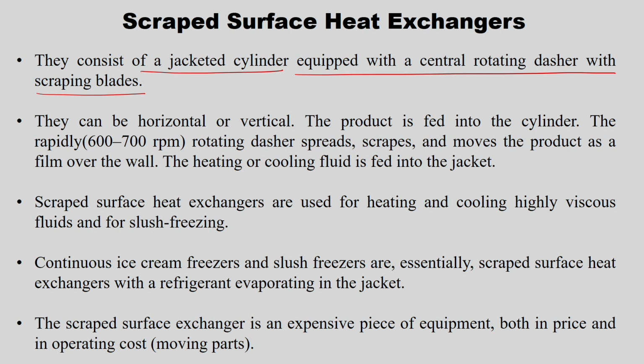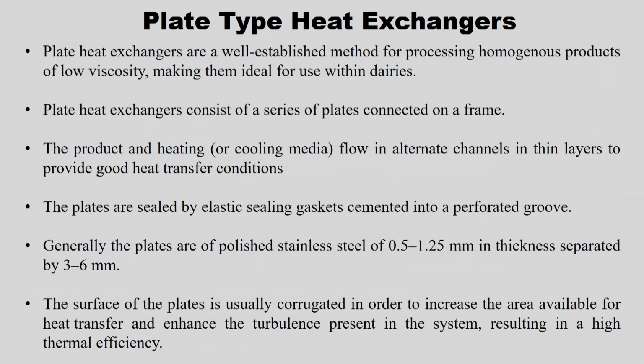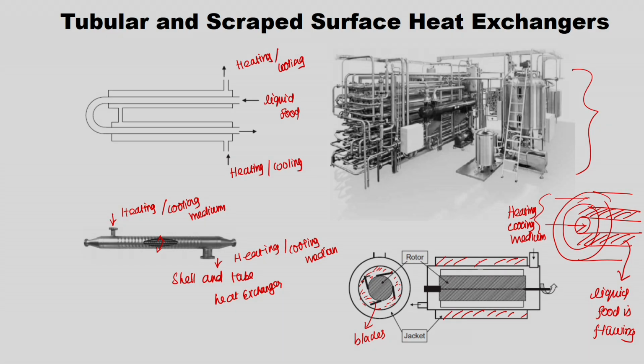Okay. So, they consist of a jacketed cylinder equipped with a central rotating dasher with scraping blades. They can be horizontal or vertical. The product is fed into the cylinder, and they rotate rapidly, the rotating speed being about 600 to 700 rpm, and they spread, scrape and move the product as a film over the wall. The heating or cooling medium is fed into the jacket. So, here you have your heating or cooling medium.